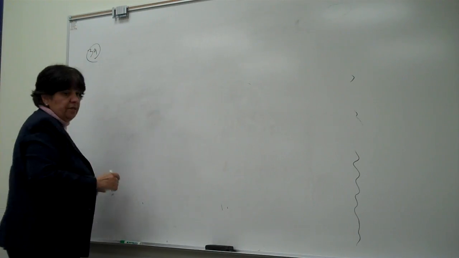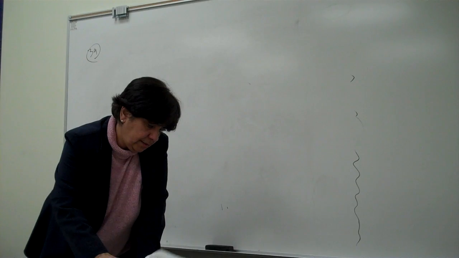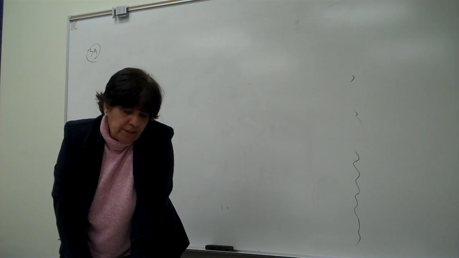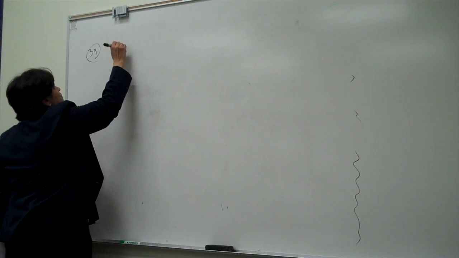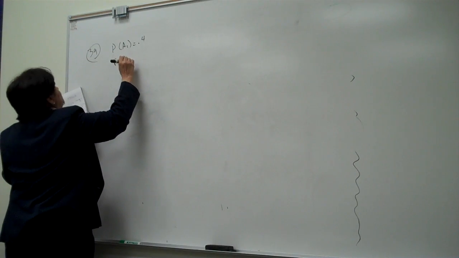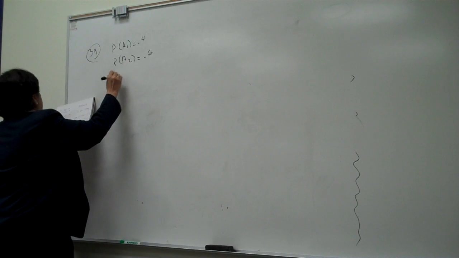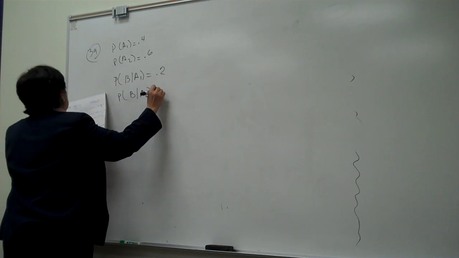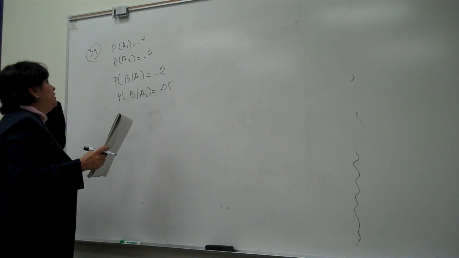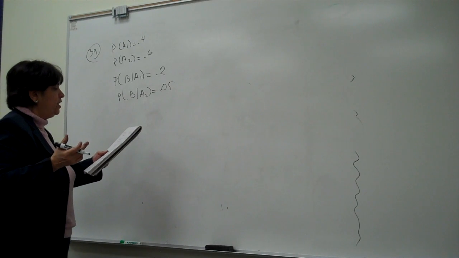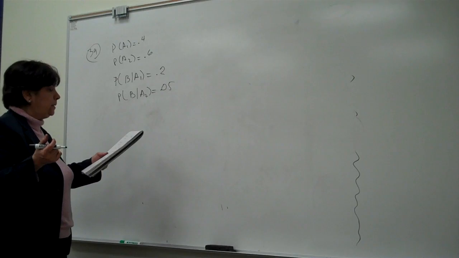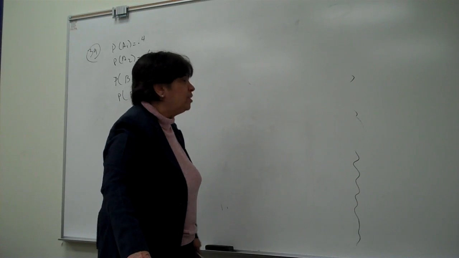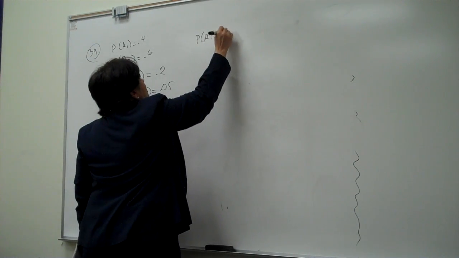Okay, 39. Problem 39 says, the prior probabilities for the events A1 and A2 are, the probability of A1 is 0.4, probability of A2 is equal to 0.6, the probability of B given A1 is equal to 0.2, and the probability of B given A2 is equal to 0.05. Okay, so we know this, and we want to know, okay, what do we need to know? Are A1 and A2 mutually exclusive? What is mutually exclusive? The probability of A intersection B is equal to 0.